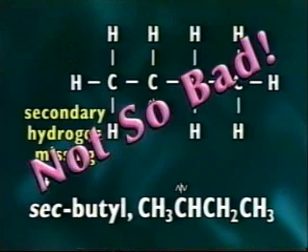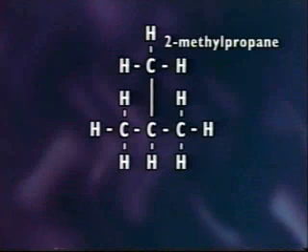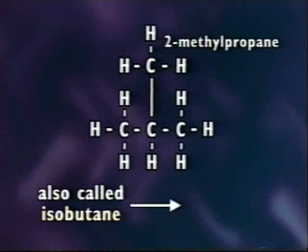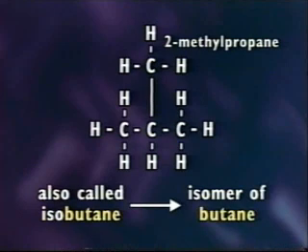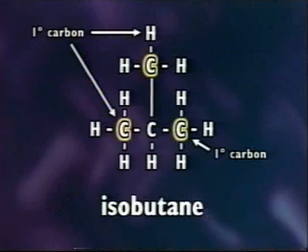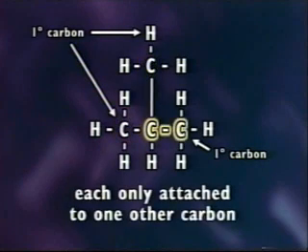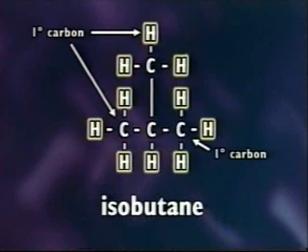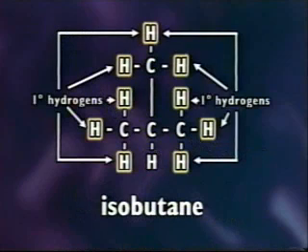Not so bad, right? Now let's look at 2-methylpropane again, which we told you earlier can also be called isobutane because it's an isomer of butane. The outer carbons on isobutane are all primary carbons because they're each only attached to one other carbon. And, of course, the hydrogens attached to them are all primary hydrogens.